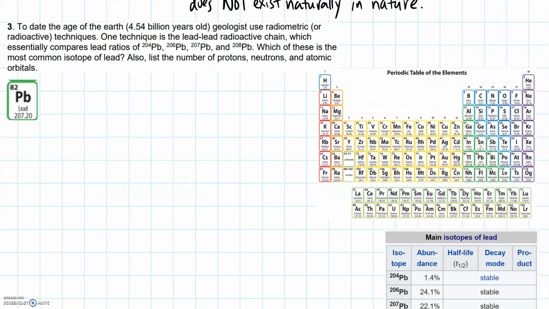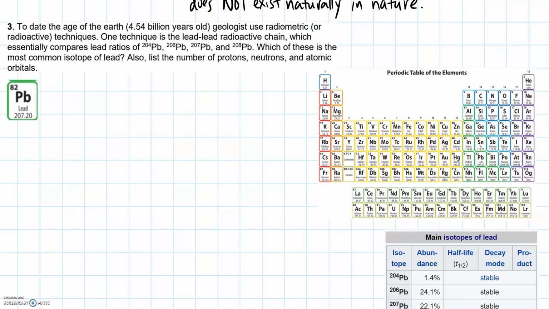Problem 3. To date the age of the Earth, geologists use a radiometric technique. One technique is the lead-lead radioactive chain, which essentially compares lead ratios of 204, 206, 207, and 208. Which of these is the most common isotope of lead, and list the number of protons, neutrons, and atomic orbitals.